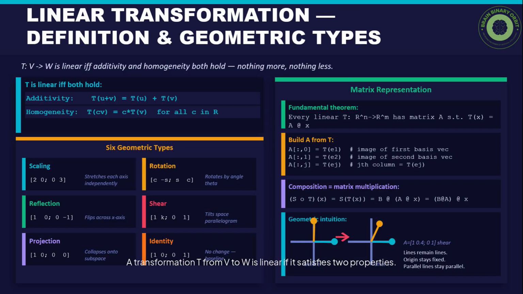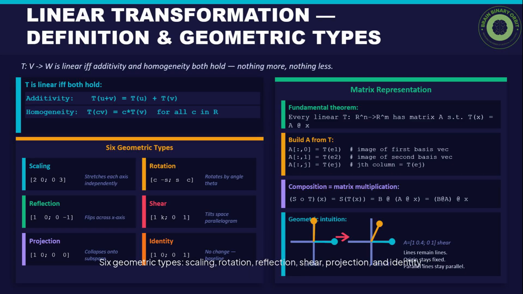A transformation T from V to W is linear if it satisfies two properties. Additivity: T of u plus v equals T of u plus T of v, and homogeneity: T of c times v equals c times T of v. Both together. Every linear transformation can be represented by a matrix A such that T of x equals A times x. To find that matrix, compute where A sends each standard basis vector. The jth column of A is T of e_j.